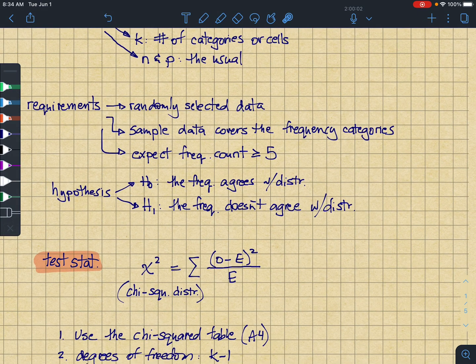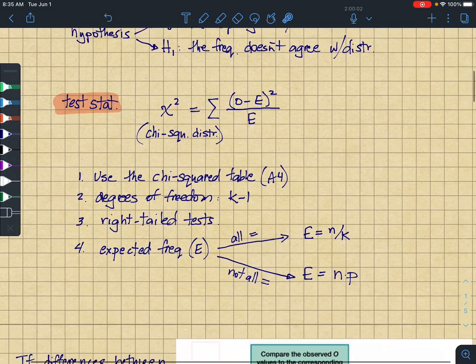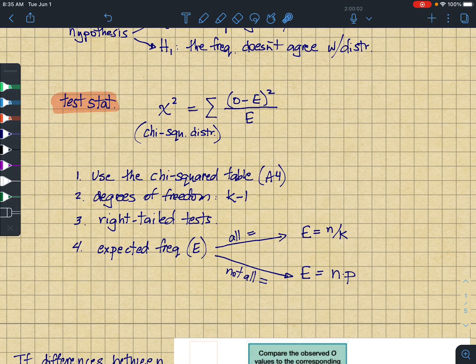Your hypothesis test is H sub 0 and H sub 1. H sub 0: the frequency agrees with the distribution. H sub 1: the frequency doesn't agree with the distribution. There's your test stat variable. You won't actually have to calculate this manually. I'll be showing you how, on StatCrunch, to get your value and on the chi-squared table. Your degrees of freedom are k minus 1. It's always a right tail test.